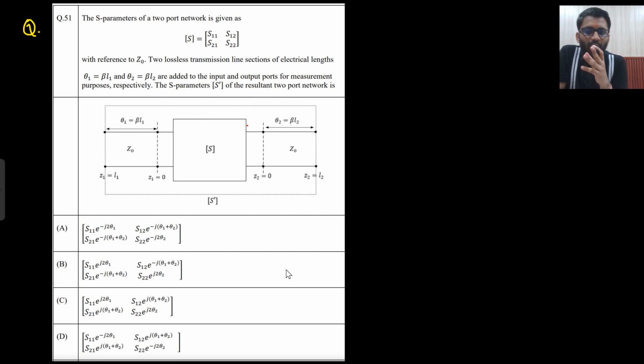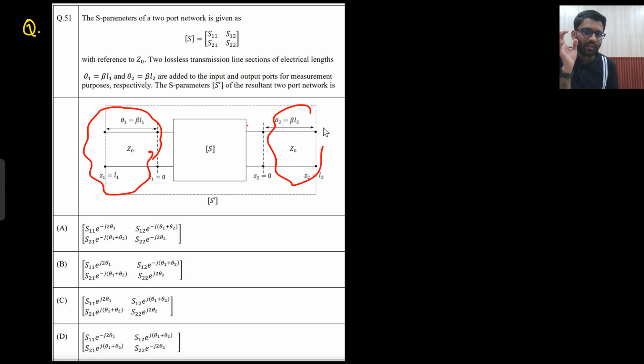The S parameter of this particular network is given with reference to Z node. That means the transmission line which we are connecting is of impedance Z node. Now what are they doing? They are adding two lossless transmission line sections of electrical length theta 1 equals to beta L1 and theta 2 equals to beta L2. They are adding two lossless transmission lines here, where the electrical lengths are beta L1 and beta L2.